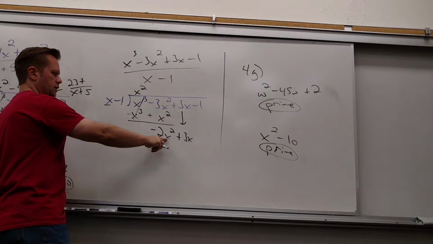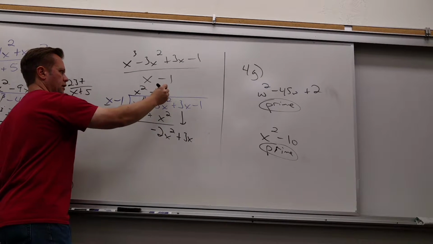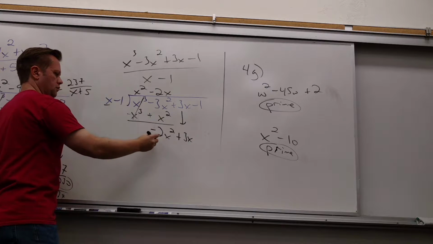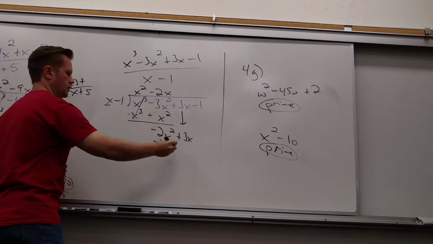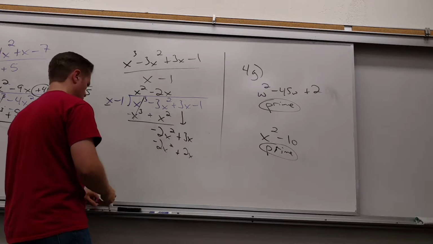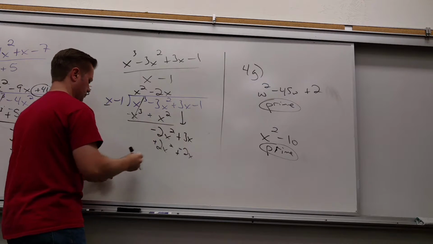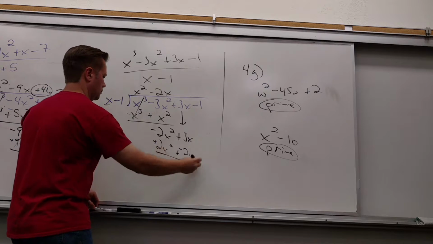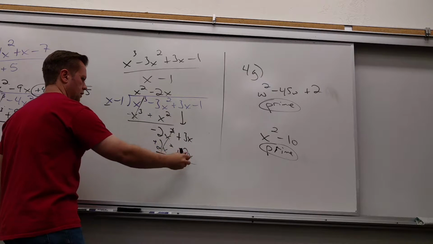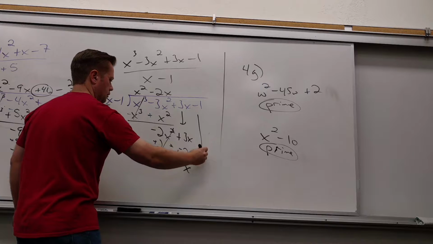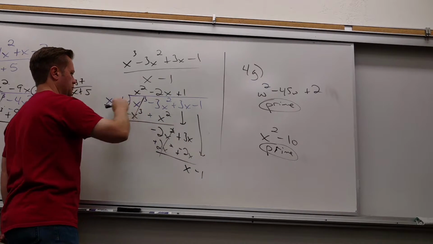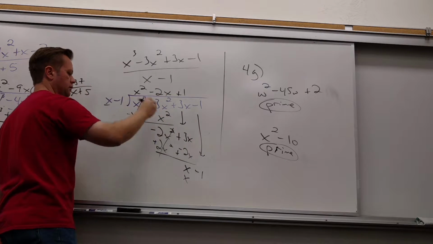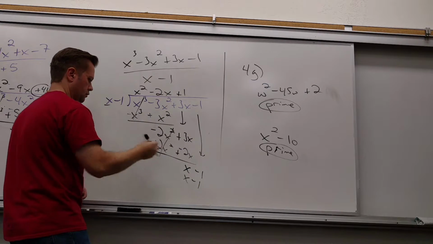x times what is negative 2x squared? Negative 2x. Yeah, negative 2, and I need another x. Cool. Negative 2x squared. Negative 2x times negative 1 is 2x. And then you change the signs. They cancel. 3x minus 2x is x minus 1. x times what is x? 1. 1 times x is x. 1 times negative 1 is negative 1. And then you change the sign.